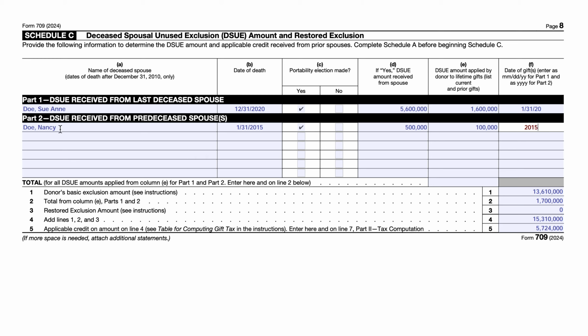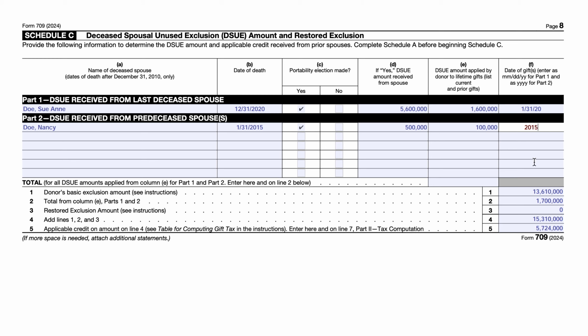In Nancy Doe's case, she was the previous predeceased spouse, and she passed away in January of 2015 and made the portability election. He received less of that unused exclusion than he did from Sue Ann. So the amount that was applied to lifetime gifts was $100,000, and you only put the year here.